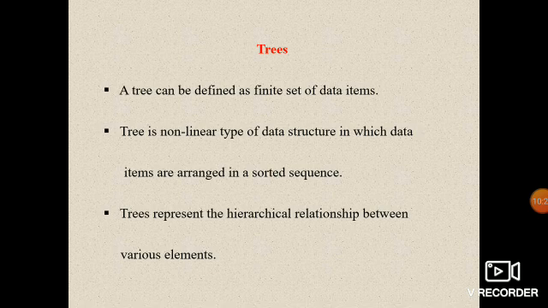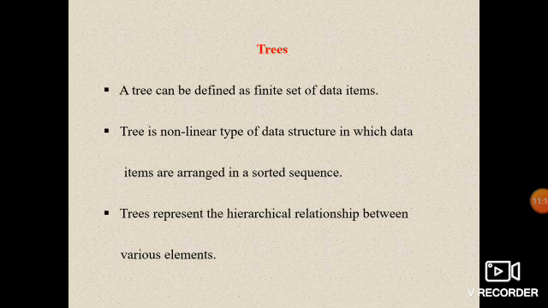What is a tree? A tree is a non-linear data structure which represents the relationship between data elements in a hierarchical model. The top will have the root and then sub-branches will be there. How the graph works, we will see later. A tree can be defined as a finite set of data items. So a tree also collects data items. Trees are a non-linear type of data structure.